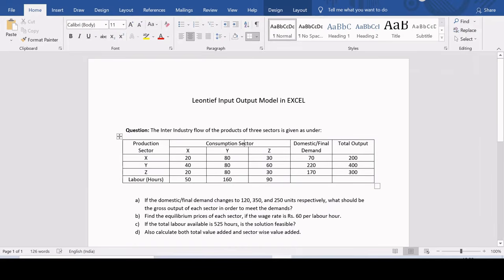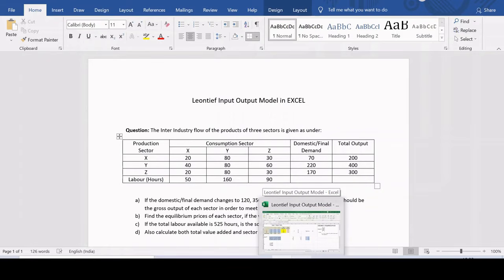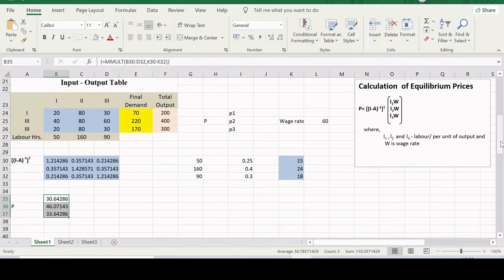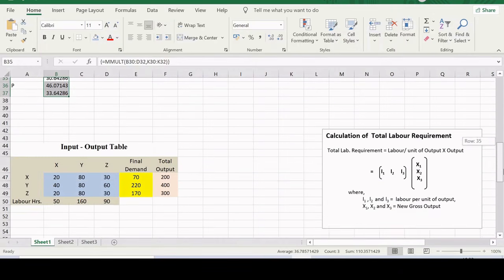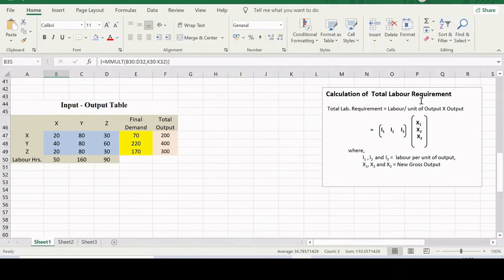Now the third point of this question says, if the total labor available is 525 hours, is the solution feasible? So in this case we are given that 525 labor hours are available. Is the solution feasible? It means if we compare how much our labor requirement is with the labor availability, we can answer this question. So to find out the total labor requirement, we simply need to multiply labor hours per unit of output with the new output.